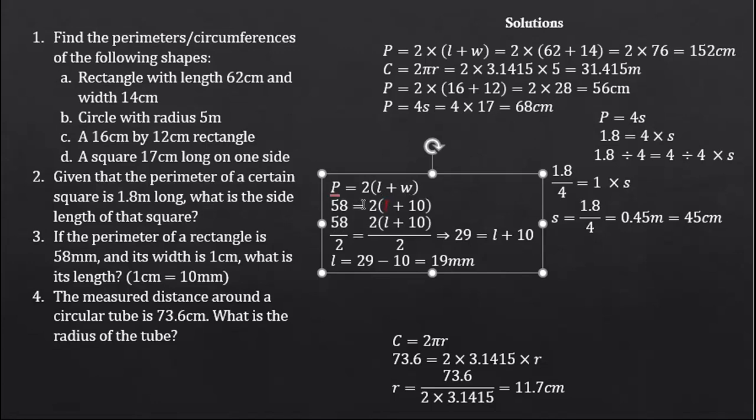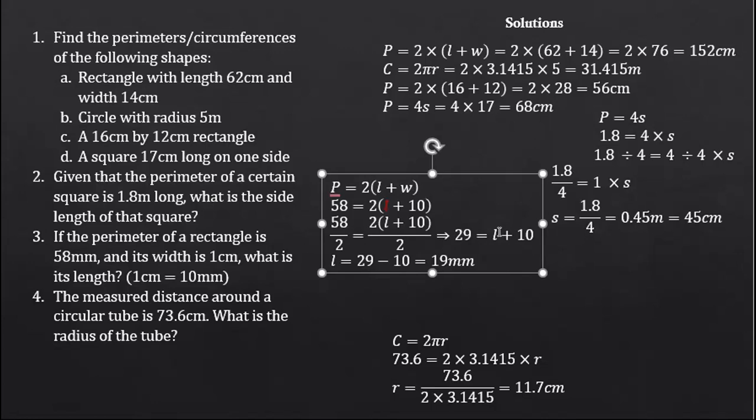Then, because we have 2 on this side of the equation, we are going to divide 58 by 2 on this side and divide 2 multiplied by length plus 10 by 2 on this side. So here we will get 58 over 2. And then we will have length plus 10. So 2 divided by 2 is 1. So we get 58 divided by 2 is equal to 29, which is equal to length plus 10.